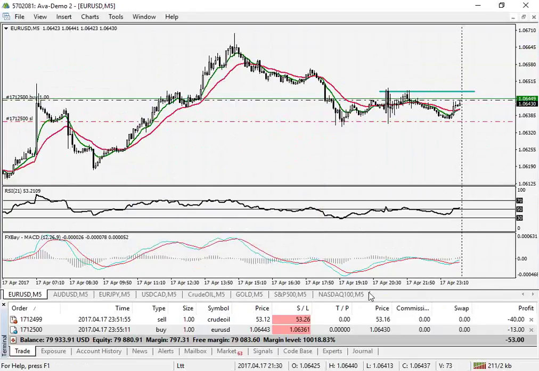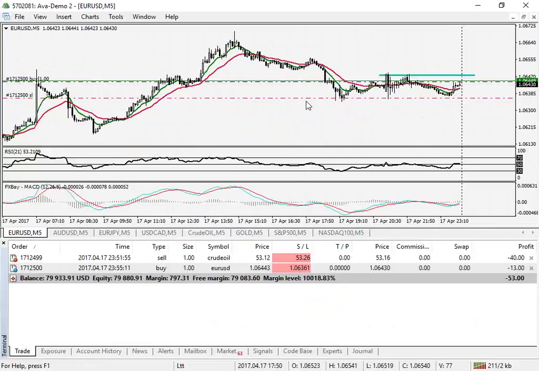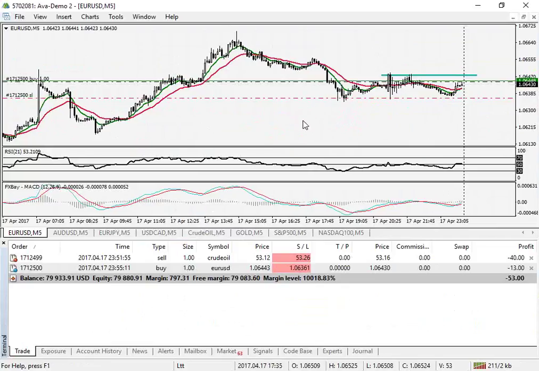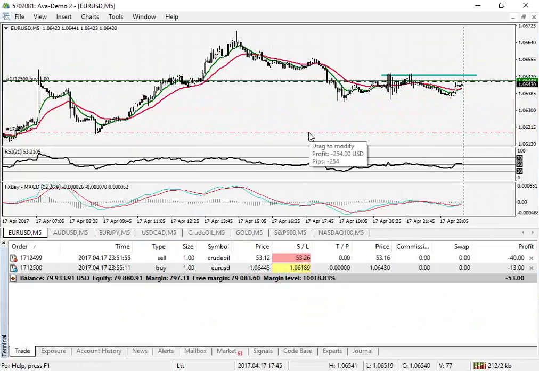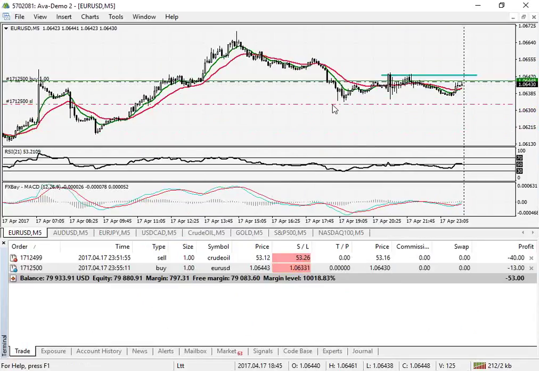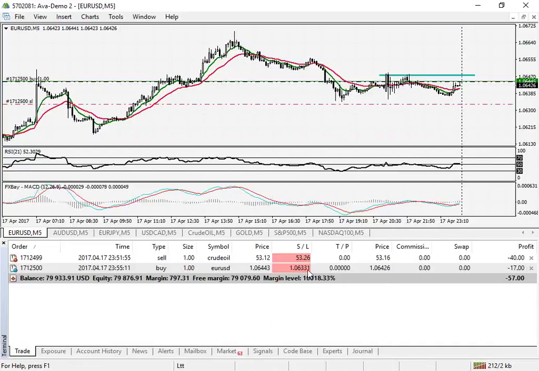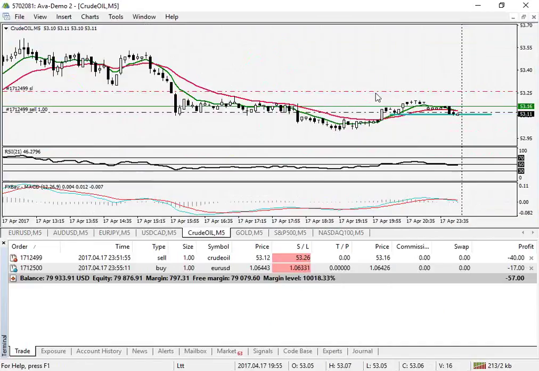Okay, and now you have 2 trailing stop orders. If I bring this further away, just to show you what happens, notice it's yellow. But when you get within 10 pips of getting stopped out, it's going to turn red. Okay? Same thing with oil.